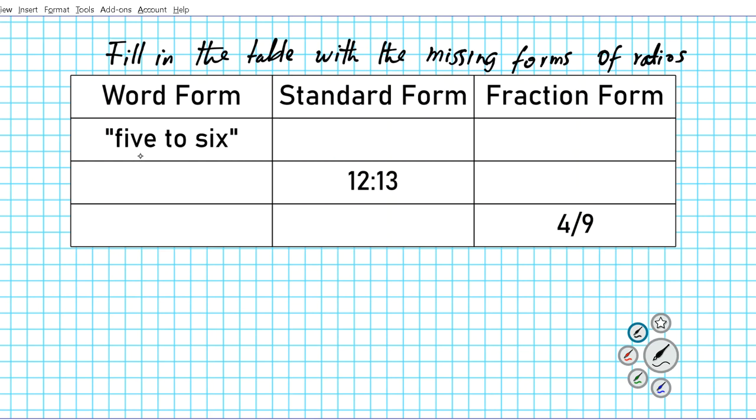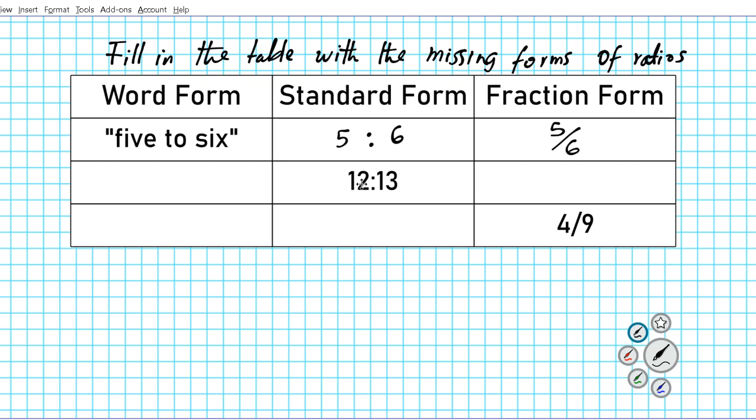Okay, all right, so let's start with the first row. The first row we have 5 to 6. 5 to 6 is the word form for writing ratios. What is 5 to 6 in standard form? 5 to 6 in standard form just involves writing these two numbers and replacing the word "to" with a colon. So it's going to be 5:6. That's the standard form. How do you write this as a fraction? The first number is the numerator, divided by the second number, which goes in the denominator position.